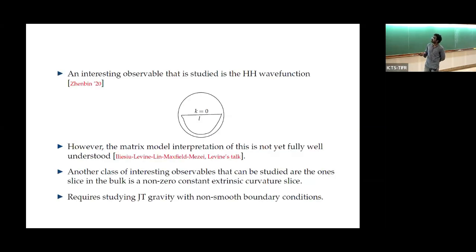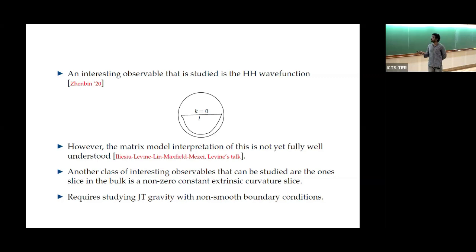Okay. One interesting observable that is studied in this JT gravity setup is the usual Hartle-Hawking wave function, which is the one where part of the boundary is this asymptotic boundary where dilaton and the induced metric on the boundary are held fixed, and the other one is a geodesic boundary which has extrinsic curvature K equal to 0 with some length. However, the dual interpretation of this observable in the matrix model is not fully well understood. I think Adam is going to give a talk about this later this week.